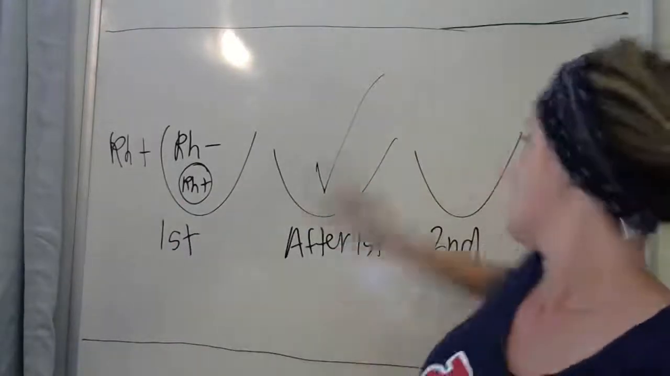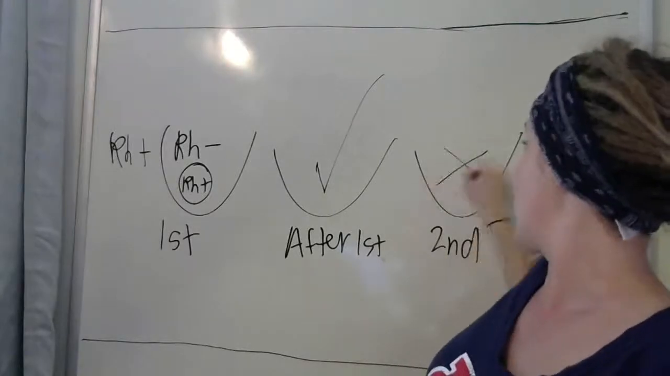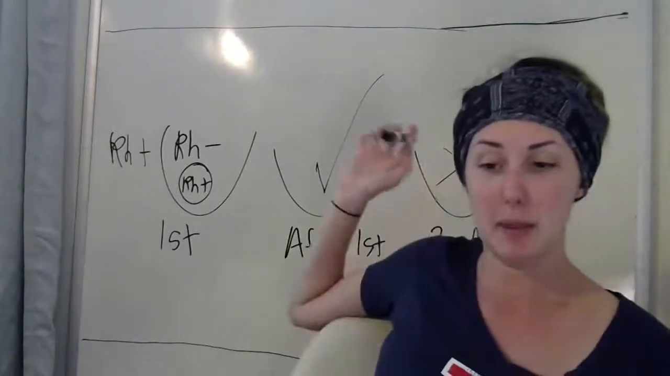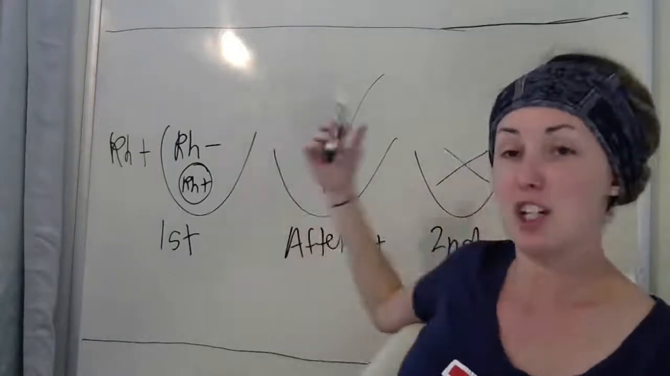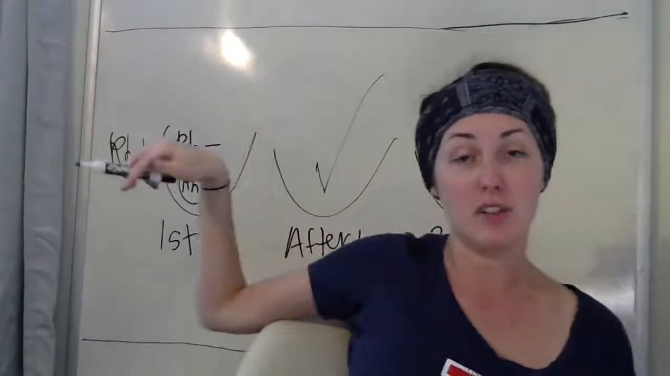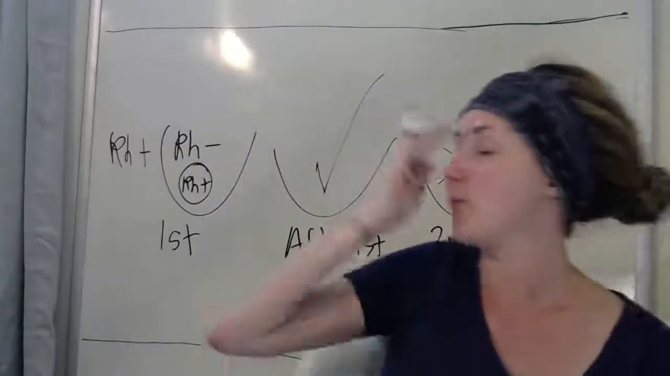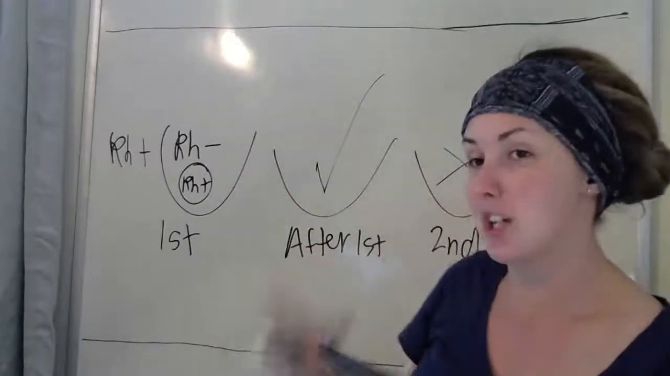Everything's good. Second baby comes along and it is not going to happen. Nine times out of 10, those babies aren't going to make it because the body is saying, this isn't good, this is an invader, and it's going to fight that fetus as if it was cancer. It's going to kick it out. So this only happens during the second pregnancy.